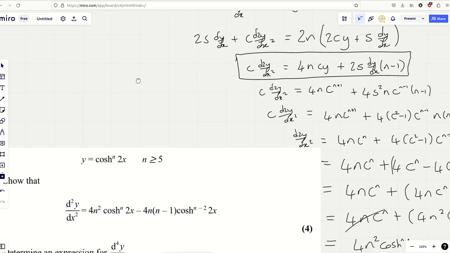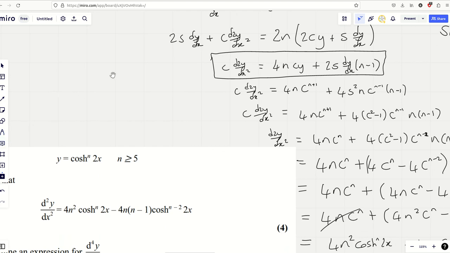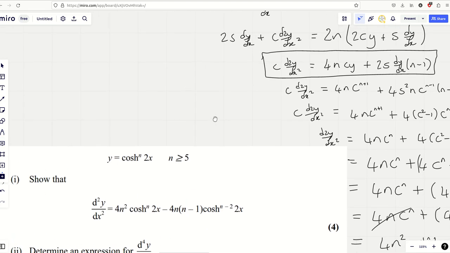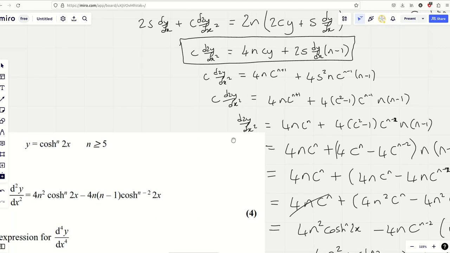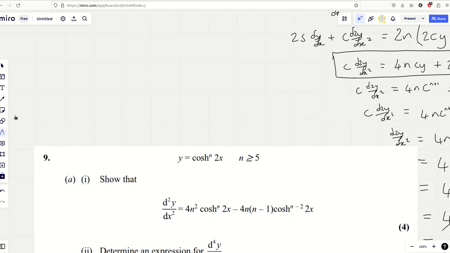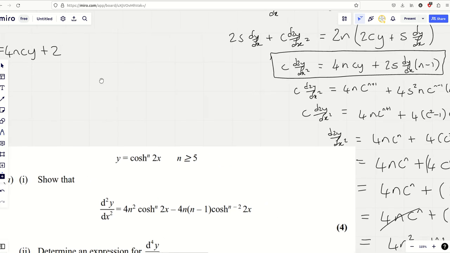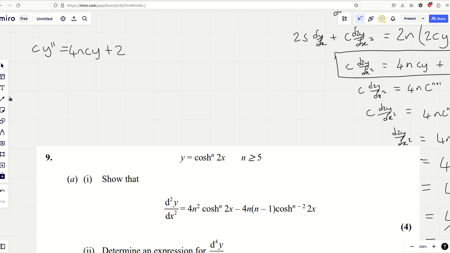Okay, so, might even just screenshot my work there. Okay, so let's just try and write that down, or just do it over here and start. I'll tell you what, let's call it c y dash dash. C y dash dash equals 4n c y plus 2 s y dash, to the n minus 1.